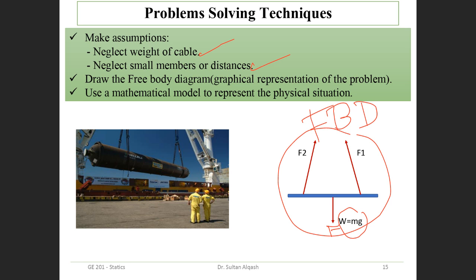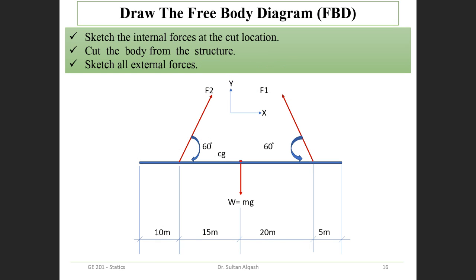Simply. So I need now to find all the dimensions, right? If I know the dimension here and the angle, right? So this comes in the next slide. So sketch the internal forces at the cut location, cut the body from the structure, sketch all external forces. And all the time, you have to define your convention and your coordinate, X, Y, Z.